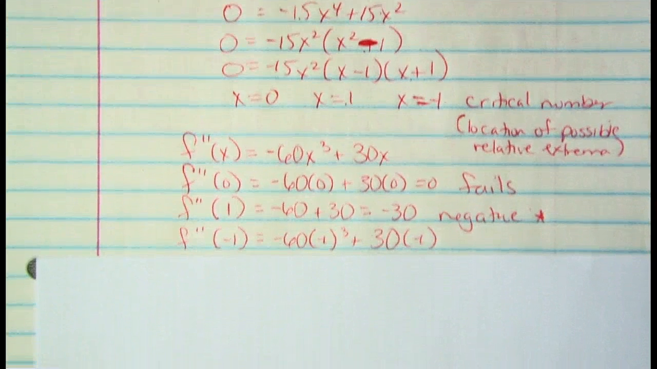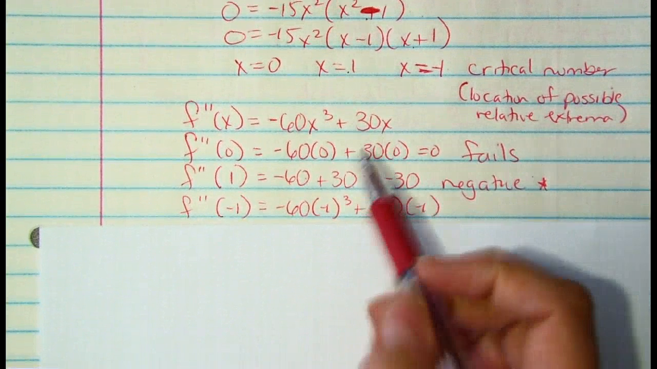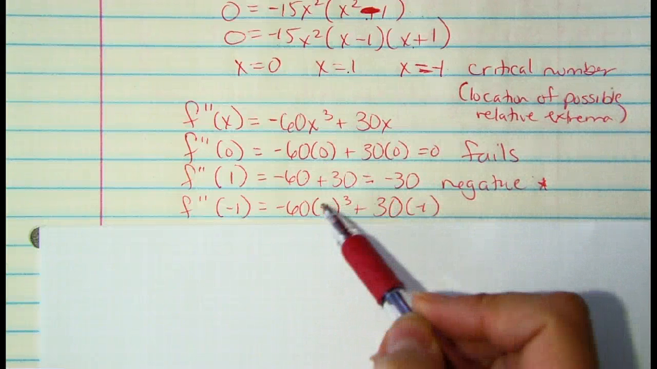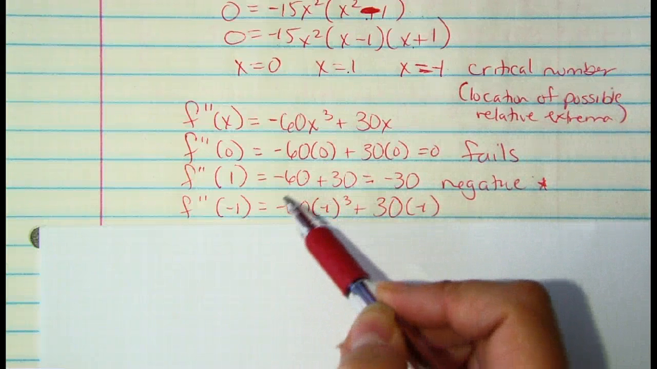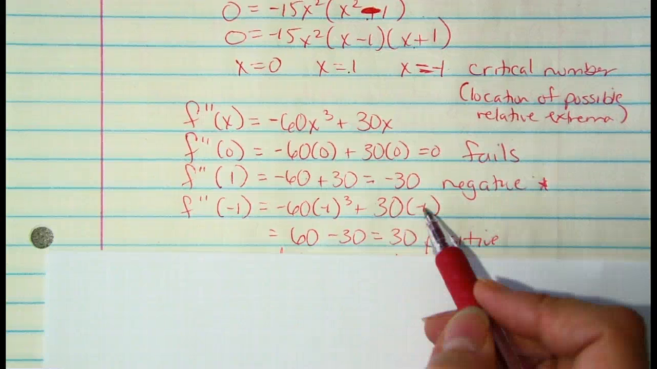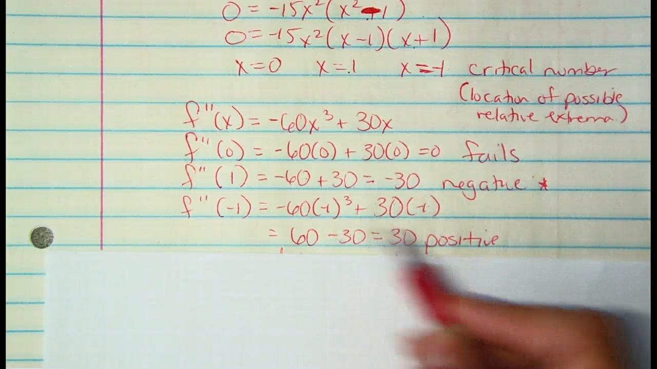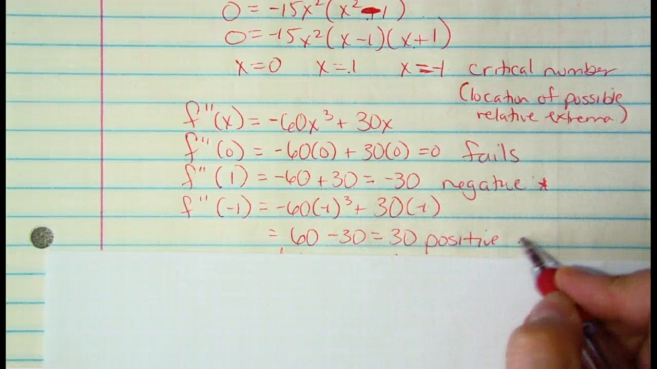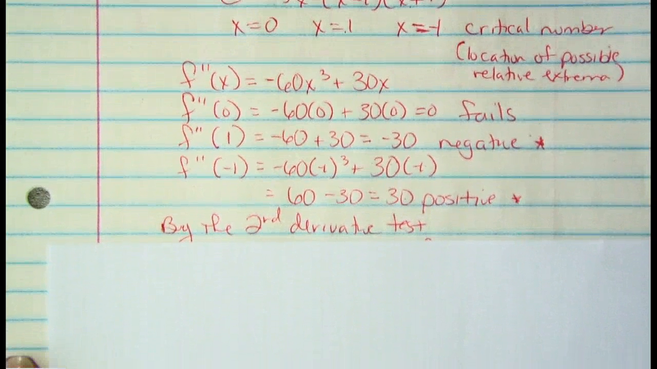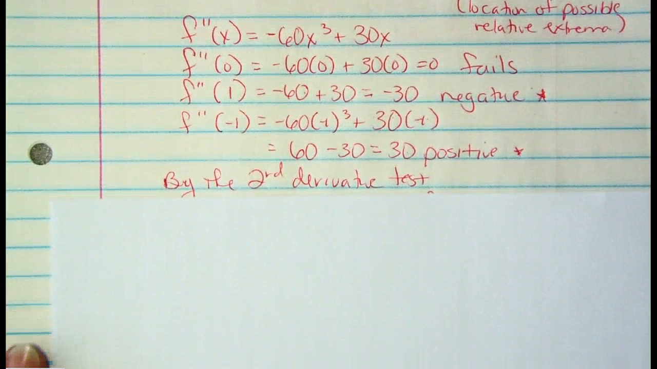The last critical number I'm going to evaluate is negative 1. So I substitute negative 1 in here and cube it. This is going to produce a negative times a negative, that's a positive. And then negative times a positive is negative, so my output is positive. So that's information I need to finish up my conclusion for my second derivative test to find out relative min or max. So I'm going to make my conclusions right now on the 2 that worked.